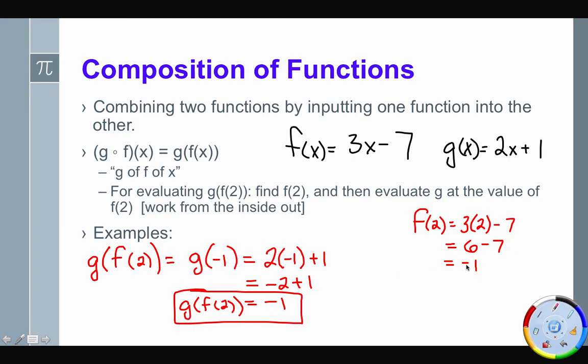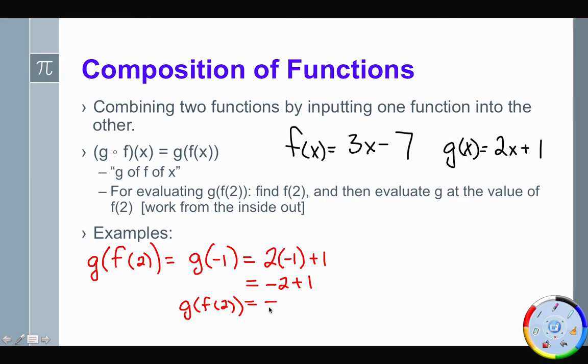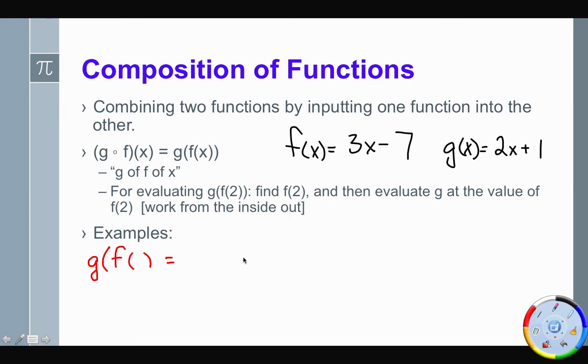Now, they will not always come out the same like this. This was just a lucky coincidence. So with that, let's try a little bit different of a problem here. Let's try, instead of a 2, let's try g of f of 5.